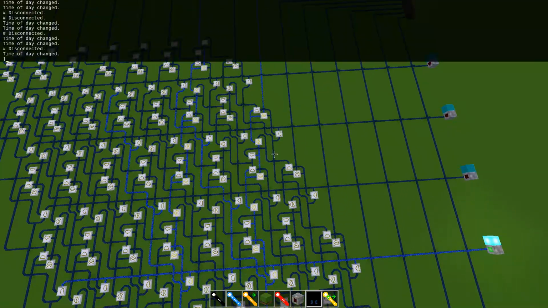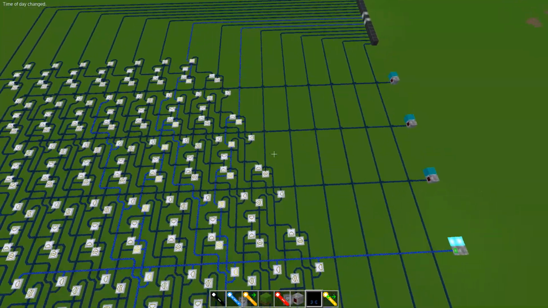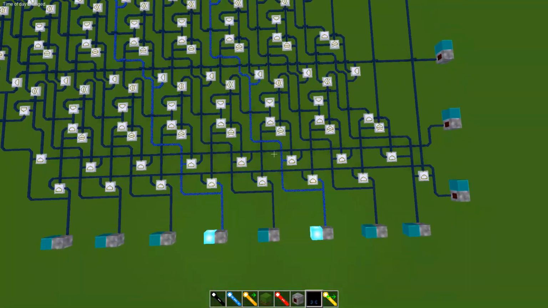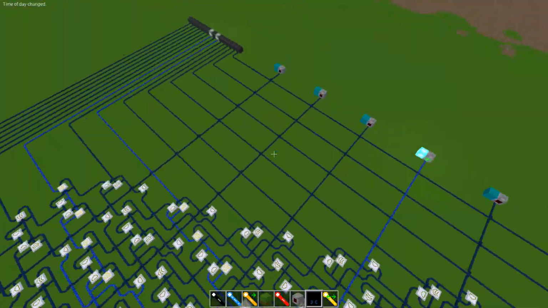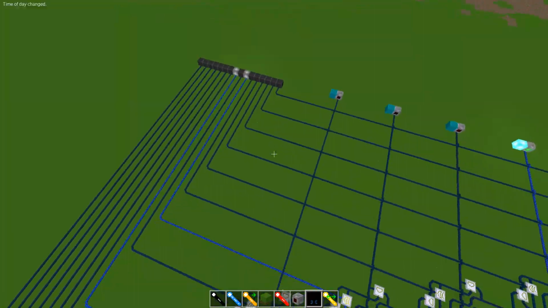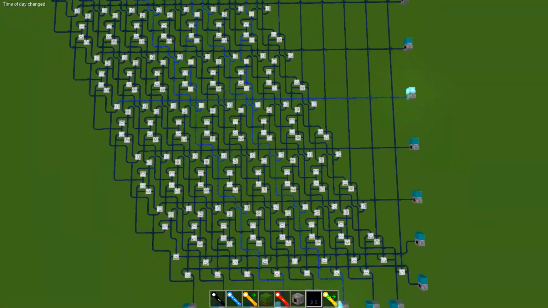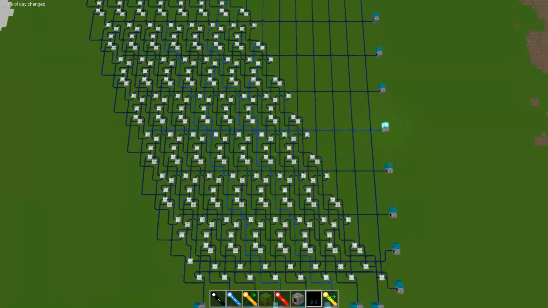And that is what multiplying is after all. It's just adding the same value bit shifted n times to the output. That is what is being done here. That is a multiplier. Right.